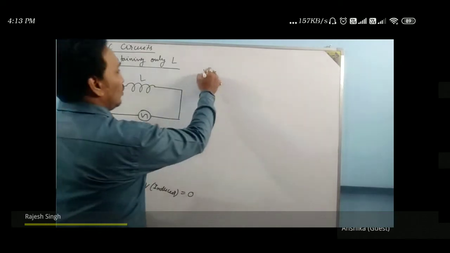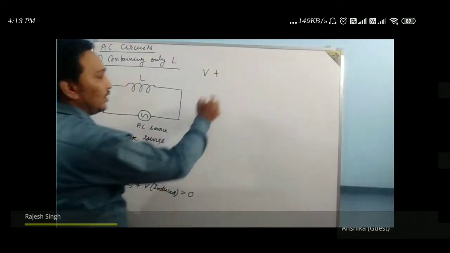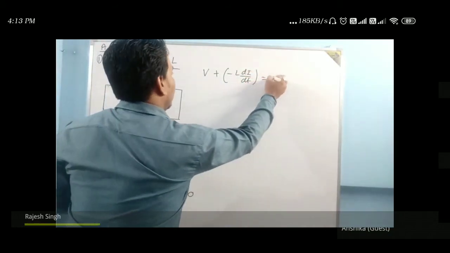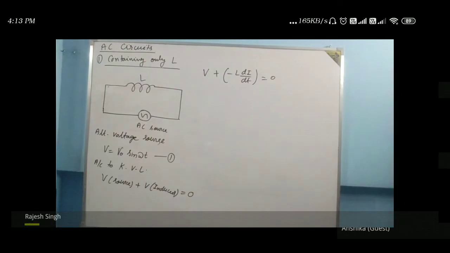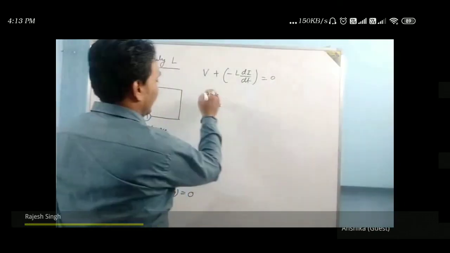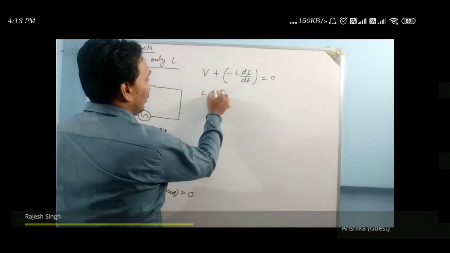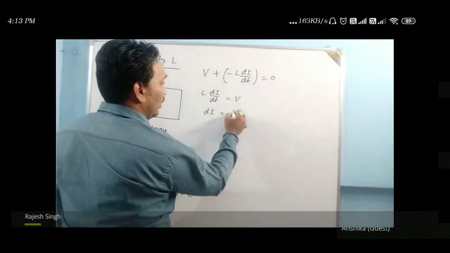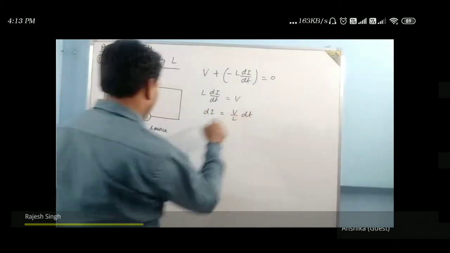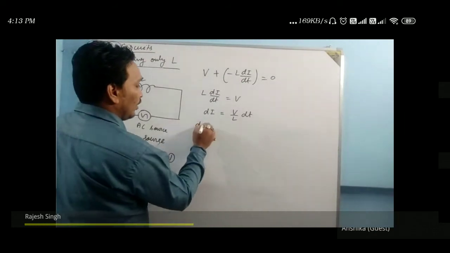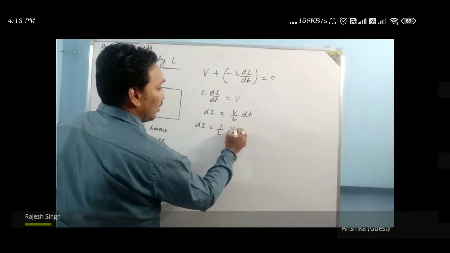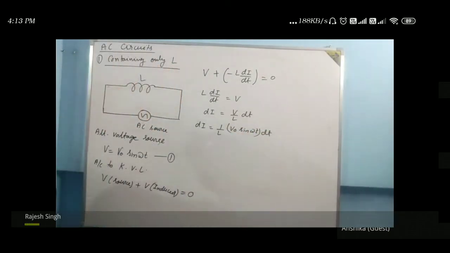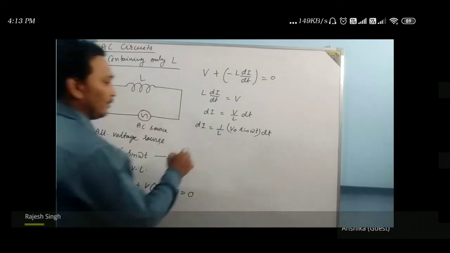Now, what is the V source? It is equal to V only. What is the V induced? I have told you it is minus L di by dt is equal to 0. Got that? Now V is transferred to that side. We are going to have L di by dt is equal to V, or di is equal to V upon L into dt. Just put the value of V on this side. So we are going to have di is equal to 1 by L V naught sine omega t into dt. Okay?